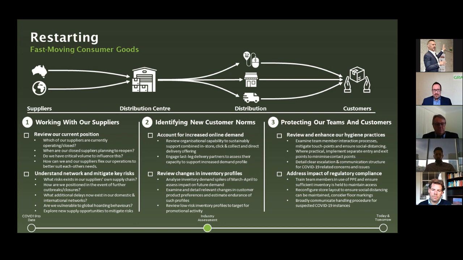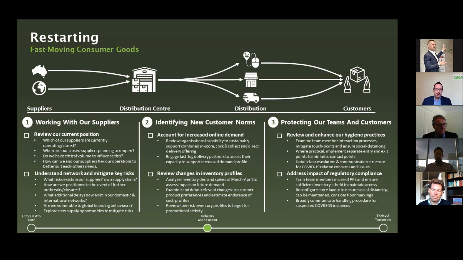Assessing critical nodes in your supply chain and understanding where you do have redundancy and flexibility, and maybe you need to assess where you have to have dual supply, and looking at how your suppliers can flex. You need to understand the risks in the network. What's the position if we do have another outbreak?